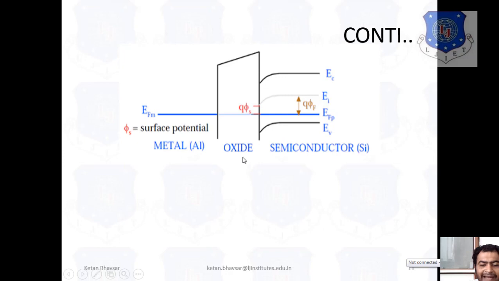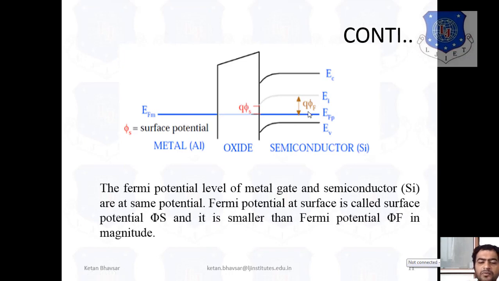It indicates the metal, it indicates the oxide level, and this one is for the semiconductor. It moves from valence band to the conduction band, and you can also see the intrinsic and Fermi level potential difference between these diagrams. The Fermi potential level of the metal gate and semiconductor are at the same potential, and the Fermi potential at the surface is called the surface potential phi s, and it is smaller than the Fermi potential phi f in magnitude. This diagram is very popular in VLSI technology design, because Fermi level potentials play a main role when you are dealing with a potential difference.